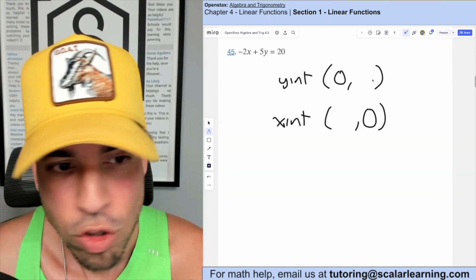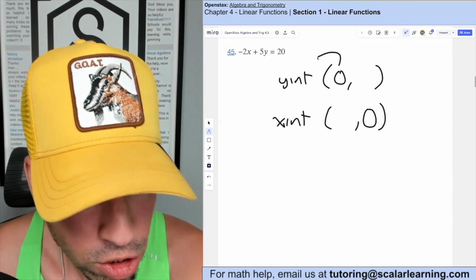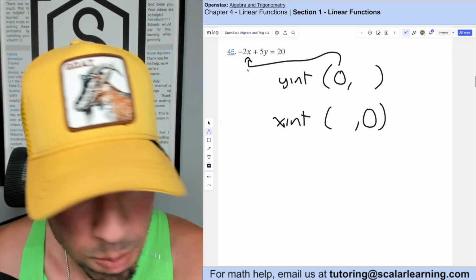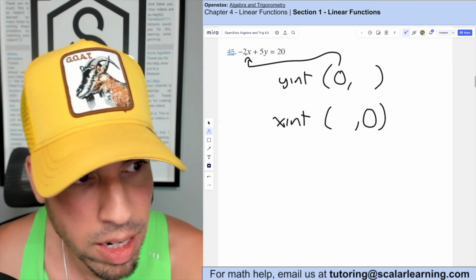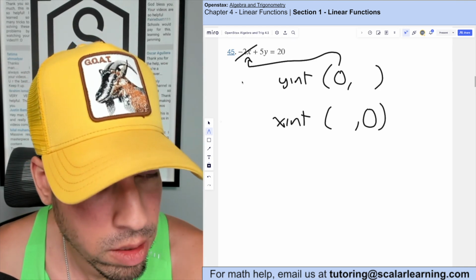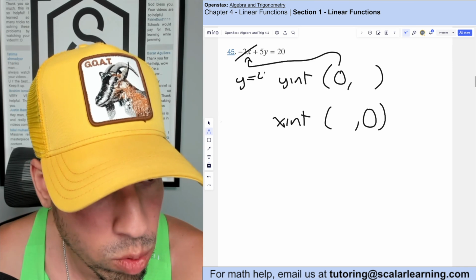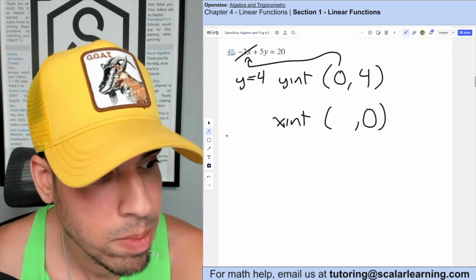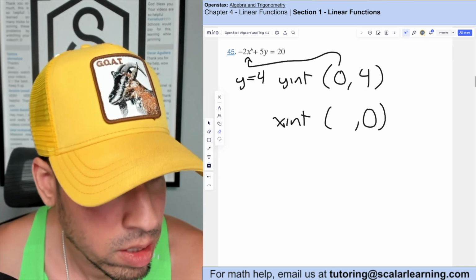Boom, done. So first, to find the y-intercept, I'm going to plug 0 in for x because x is 0 at the y-intercept. Plug that in. This term basically goes away. And then I have 5y equals 20. Divide by 5. y equals 4. So there's my y-intercept.